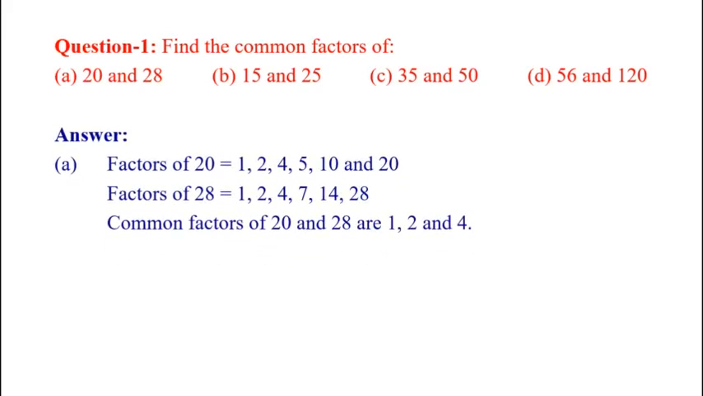So, answer first, the factors of 20 are 1, 2, 4, 5, 10 and 20. Factors of 28 are 1, 2, 4, 7, 14 and 28. So, common factors of 20 and 28 are 1, 2 and 4.